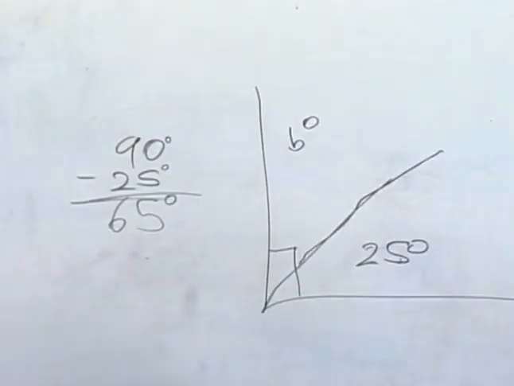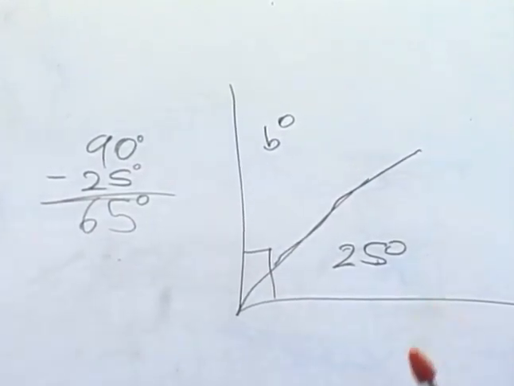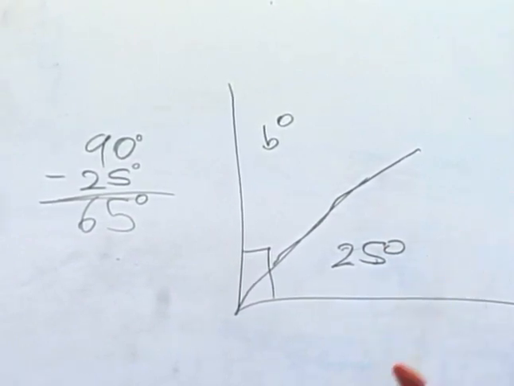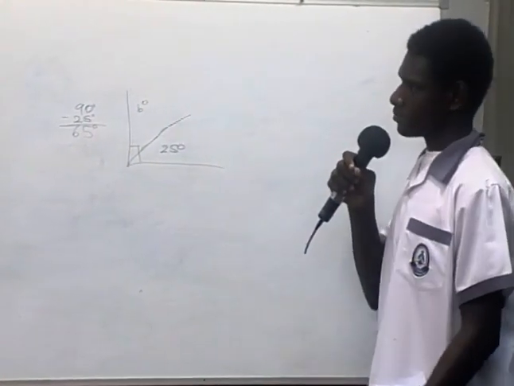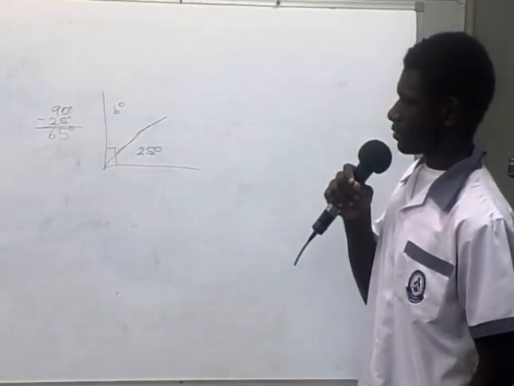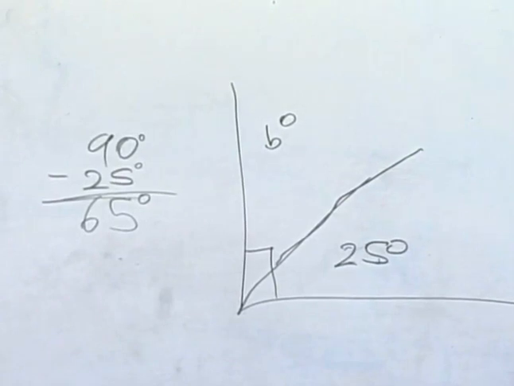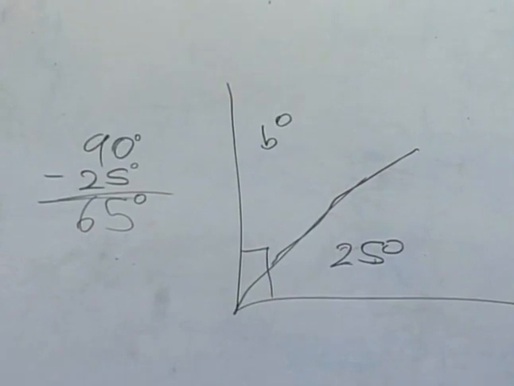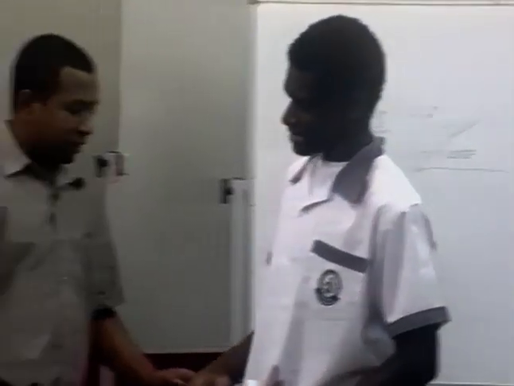Use this. Okay, class, let's hear from Samuel how he got his answer. The unknown angle is a right angle. So how did we get our answer? We subtract 25 from 90 and our answer we got is 65 degrees. Class, do you think his unknown angle is correct? Is it 65 degrees?